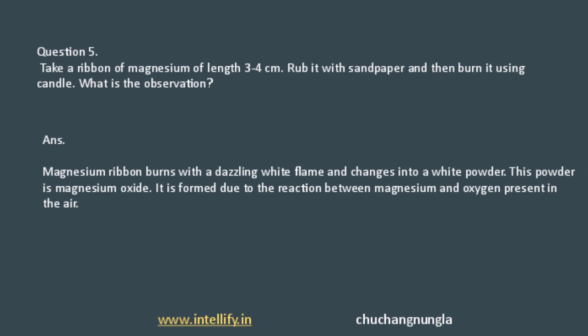Question 5. Take a ribbon of magnesium of length 3 to 4 cm, rub it with sandpaper and then burn it using a candle. What is the observation? So since magnesium is a reactive metal in the reactivity series, when it is exposed to oxygen, it will form metal oxide. For example, when oxygen is mixed with one of these metals for an extended period of time, you will see rust form and a brownish coat over it as a tint.